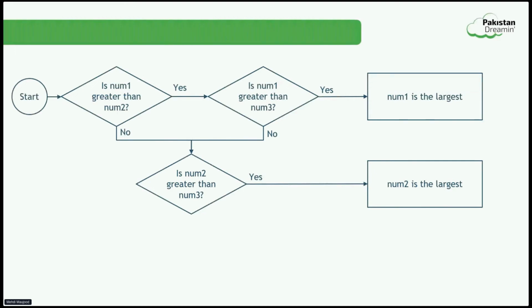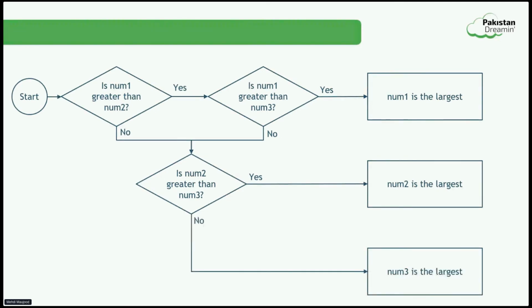If the answer to that is yes, then we pretty clearly know num2 is the largest. From the earlier conditions, we know num1 is not the largest. It has to be num2 or num3. And based on this check that we just did, is num2 greater than num3? Then num2 is the largest. And finally, if this one is false, if the answer to this question is no, then it means num3 is the largest. So this is the problem solved as a flowchart.